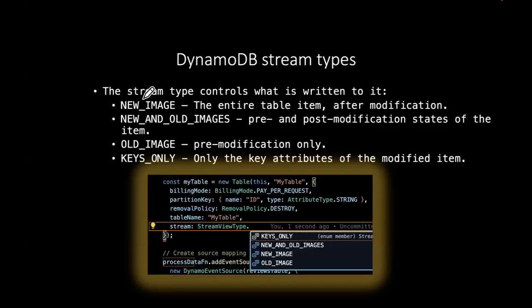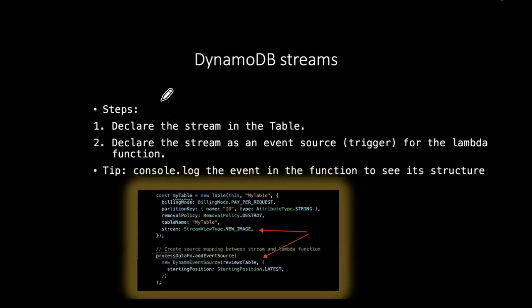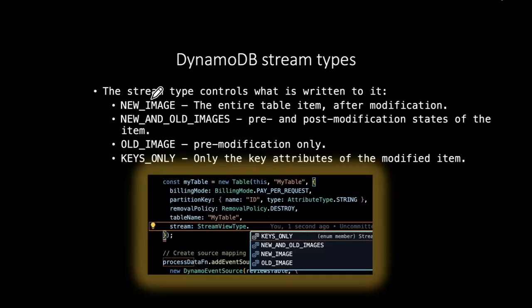Remember now, the stream is a set of logs of state changes, and so there is a log per state change per item in my table. So I only want to see what is the new state. Sorry, this one here, I only want to know about the new state of the item. Here I'm saying I want to know about the new and old state, sort of the current and previous state.